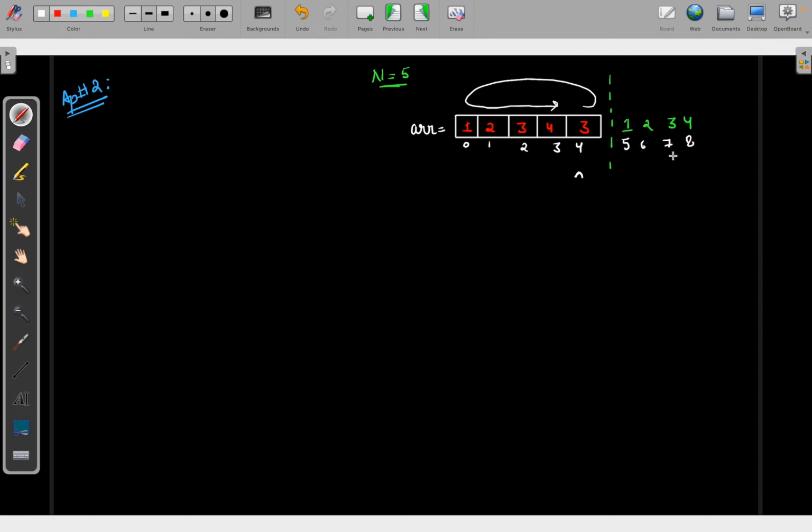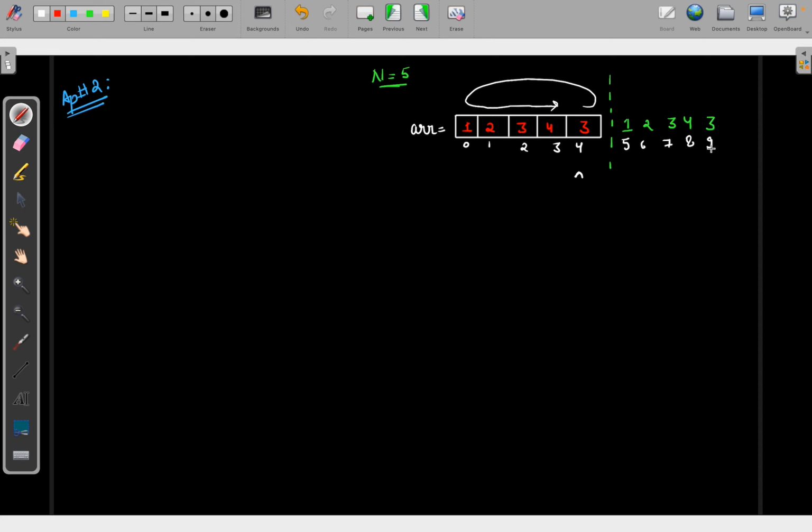6, 7, 8. Okay, and if I'm doubling the array, let me write this one as well. Yes. So basically what I did, I basically doubled the array. 1, 2, 3, 4, 3. Okay. Again, this is for visualization. We are not doubling the array.